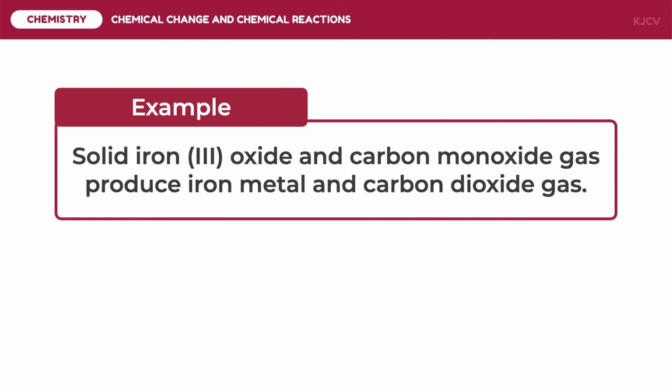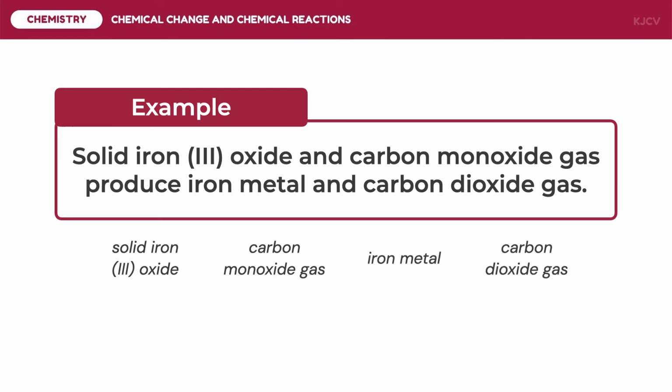Solid iron(III) oxide and carbon monoxide gas produce iron metal and carbon dioxide gas. It will be helpful for us to identify each element or compound that will be used in the reaction. So we have solid iron(III) oxide and carbon monoxide gas for the reactant side, and iron metal and carbon dioxide gas for the product side. We can already put the yield sign to separate the reactant side from the product side.